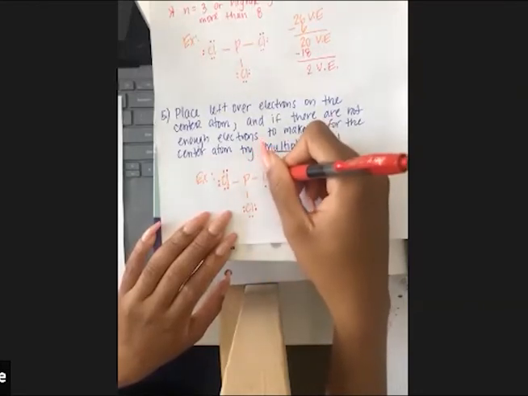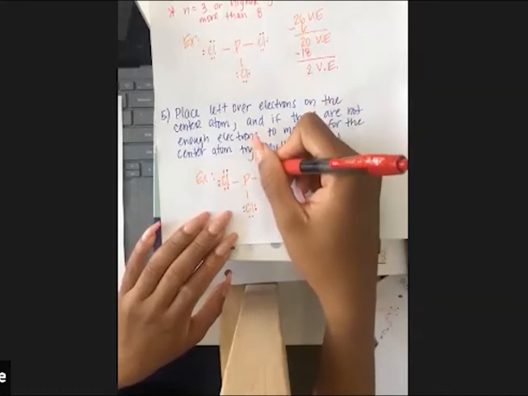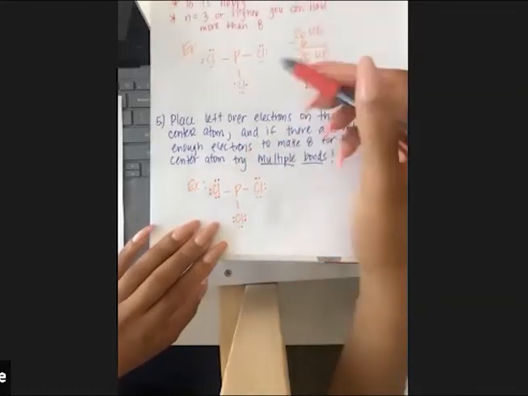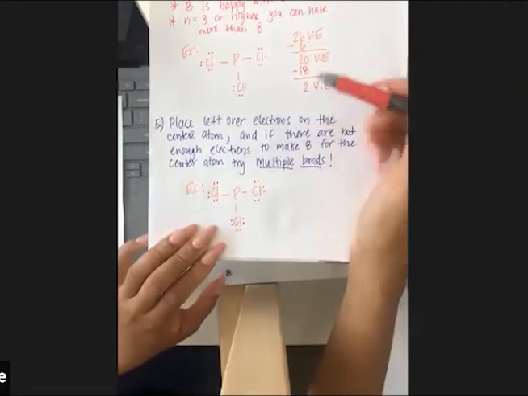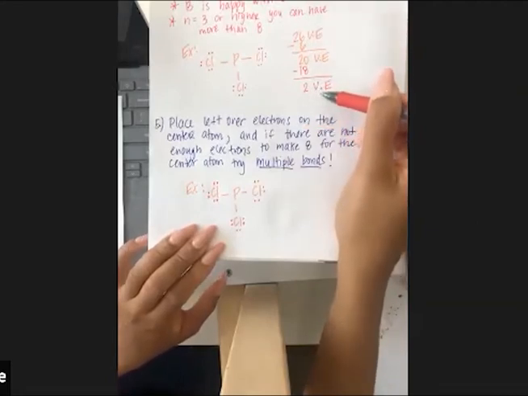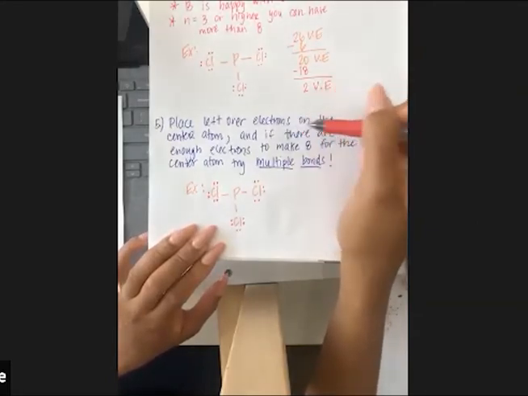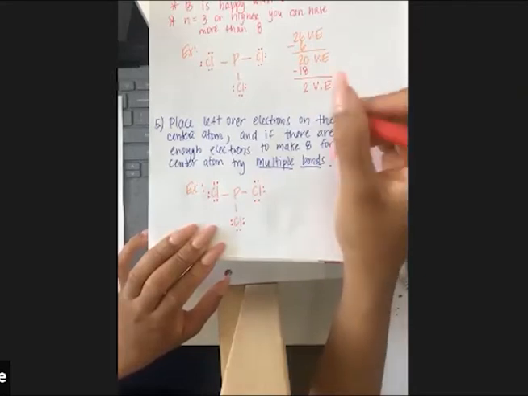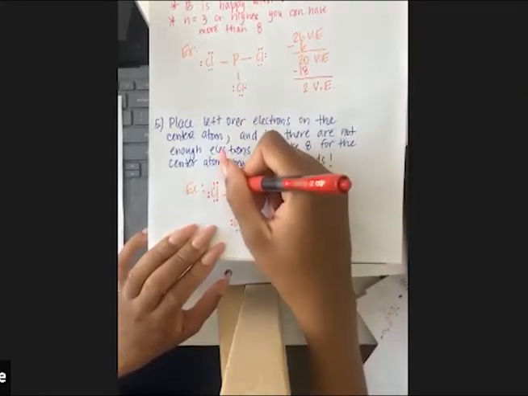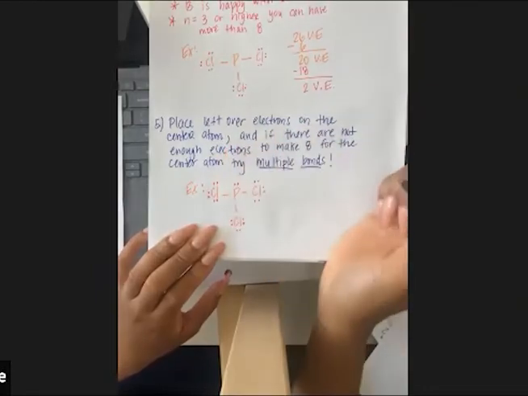So when I go back to my example, this is where we left off in step number 4. I still had 2 valence electrons left. I gotta place those leftover electrons on the center atom. So that's what I'm gonna do. I'm gonna place them right here on the center atom.